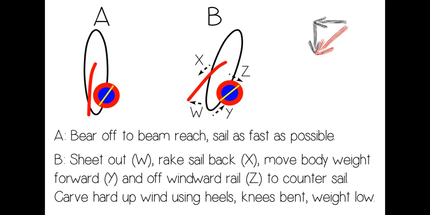Here is each transition in detail. If you are having trouble at any point in the move, review the transition detail here. The first transition from beam reach fast sailing to carving is to sheet out, drop your weight down and off the upwind rail. Move the body weight toward the nose on your front leg and bend your knees. Carve with your heels. Counterbalance the sail, raking back and sheeting out with your body weight going forward and off the upwind rail.